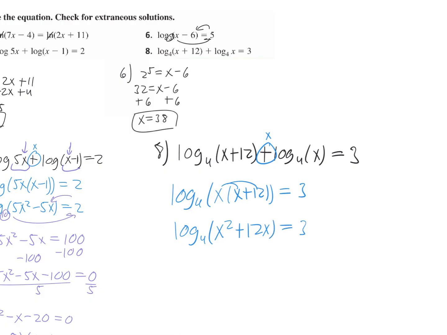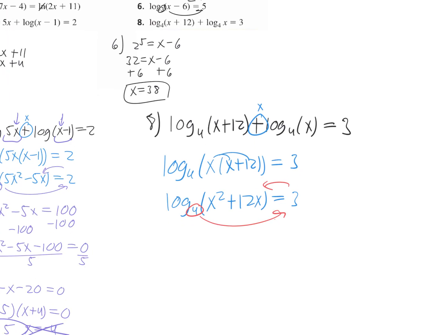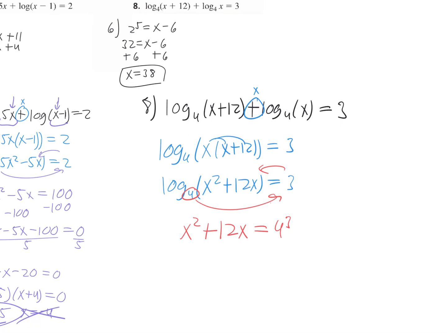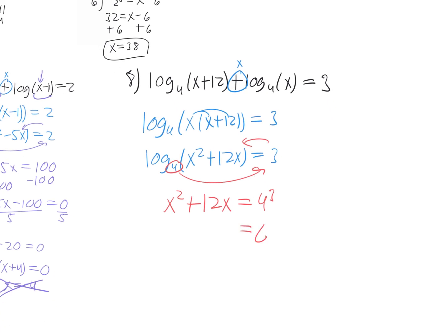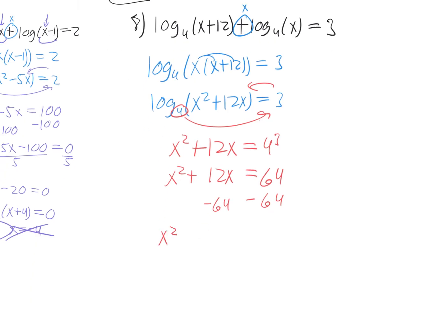And now once again, you can convert it to exponential. All right, so 4 is your base, so I'm going to raise 4 to the third power. So I get x squared plus 12x equals 4 to the third power. And 4 to the third power is going to get you 64. All right, so once again, we're left with a quadratic equation. So make sure that it's set equal to 0 and see if we can factor it. So this one we have x squared plus 12x minus 64 equals 0.